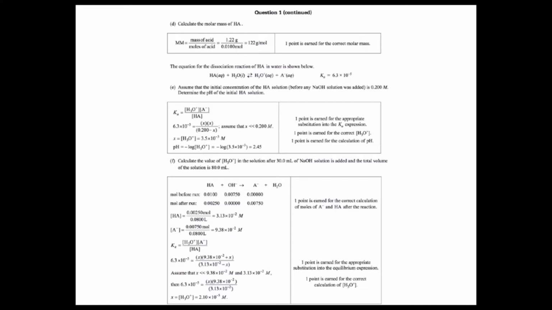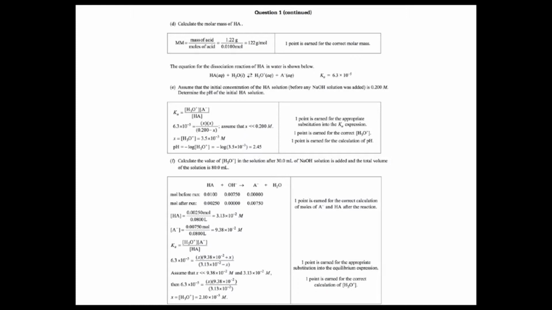In D, it says calculate the molar mass of HA. Well, it told me how much acid I used. I used 1.22 grams of my acid. In C, I had calculated the number of moles of HA, so by taking the mass and dividing by moles, I can figure out the molar mass of HA. And so you get 122 grams per mole. So you get 1 point for the correct molar mass.